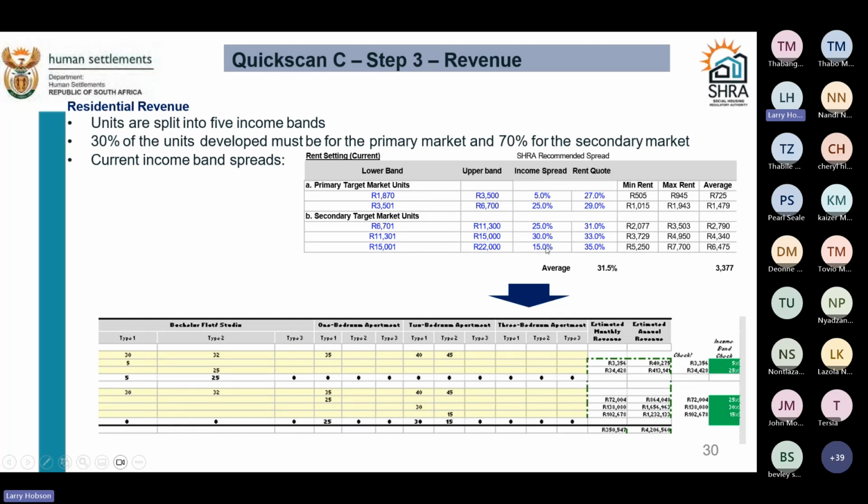We've got a lower income spread there. We've got a rent quote of 35%, minimum rent 5250, maximum rent 7,700, average 6475. Now you might say, for project viability on a spreadsheet, why don't we just put everything into the top section there, and get as much rent as we can?